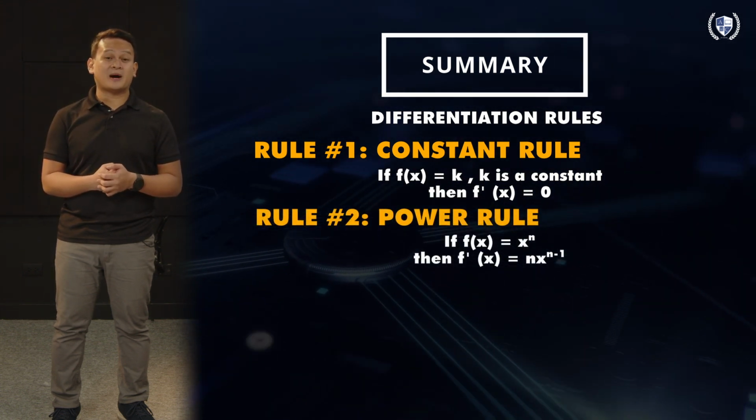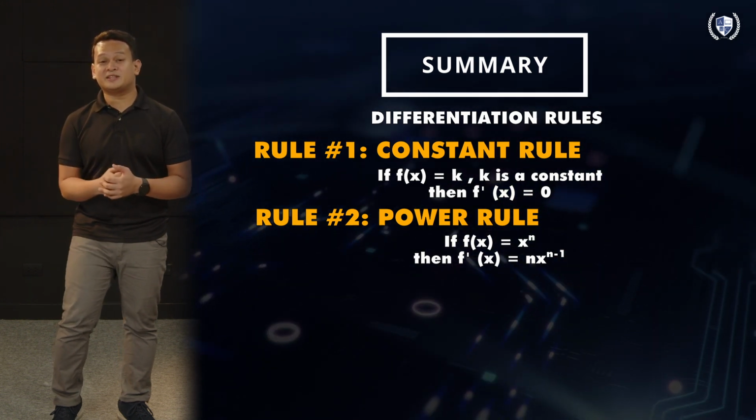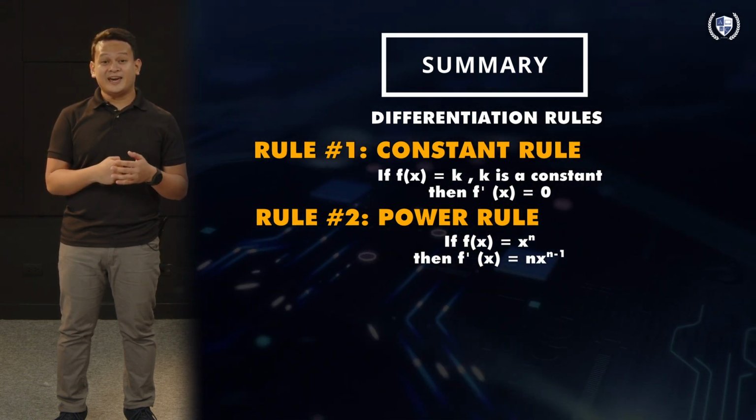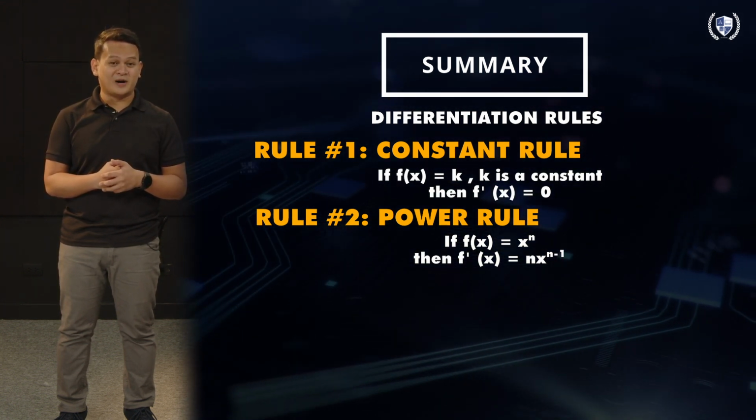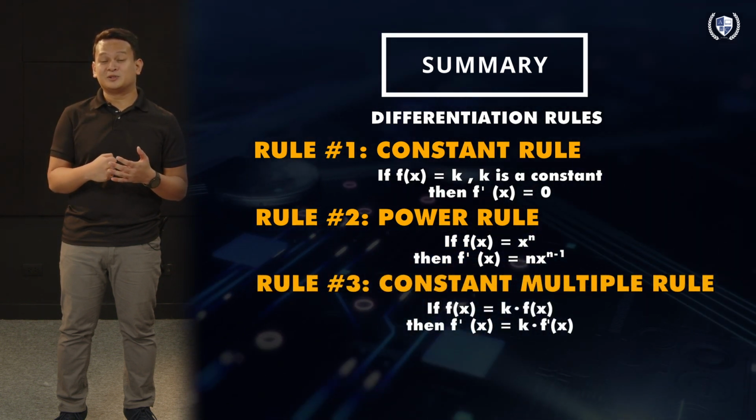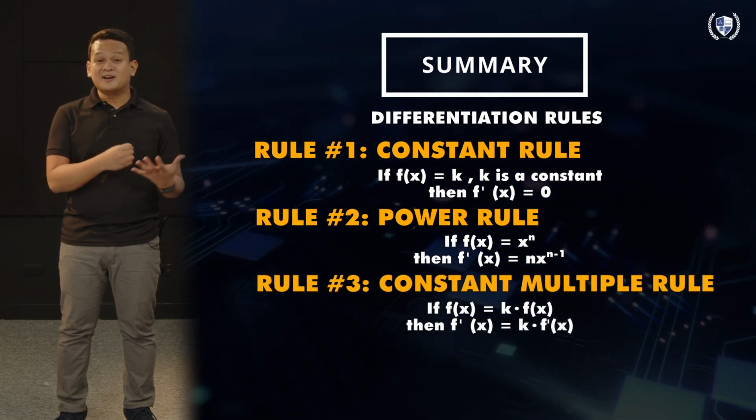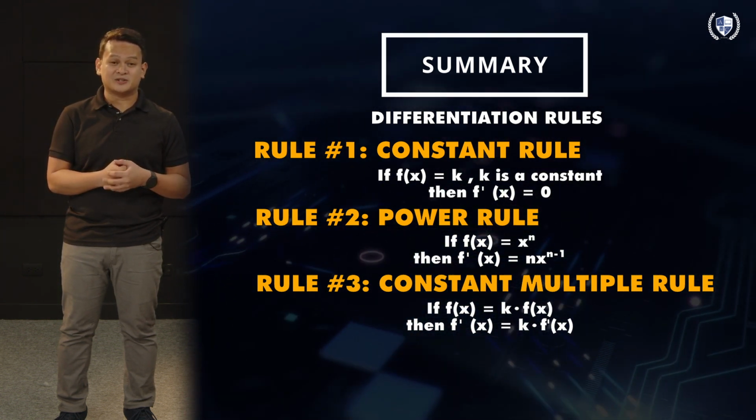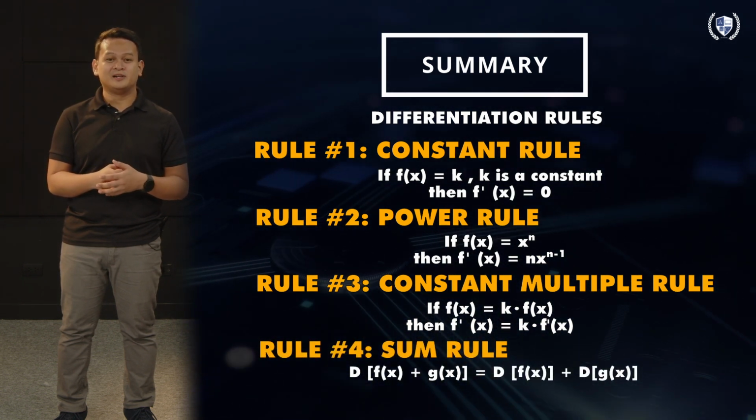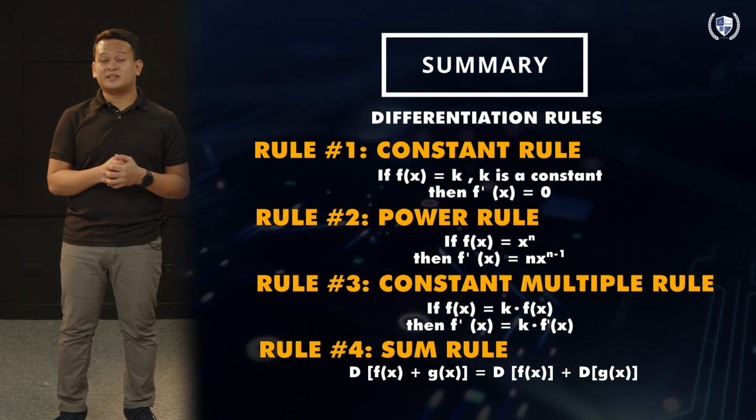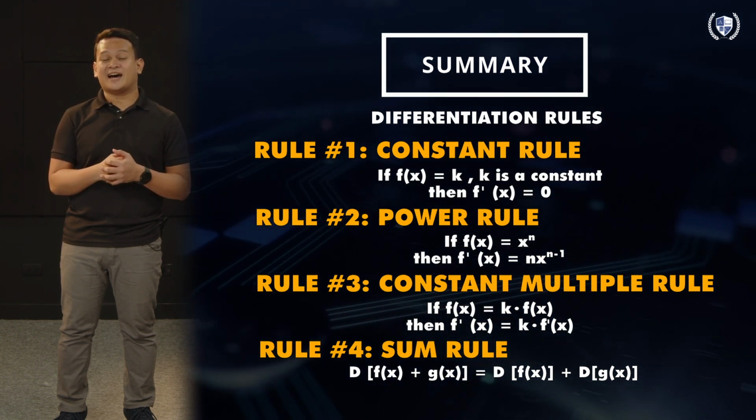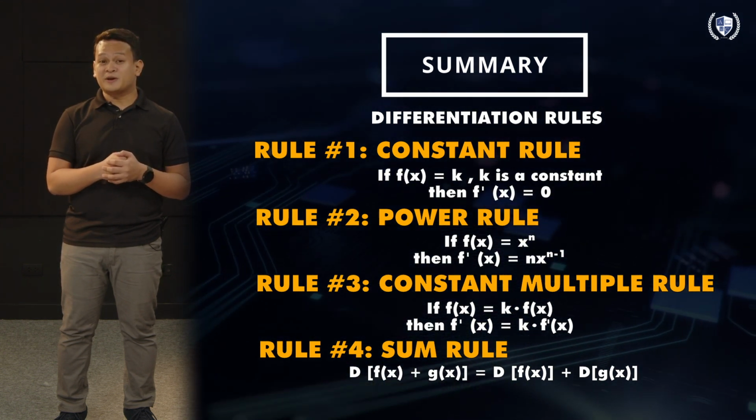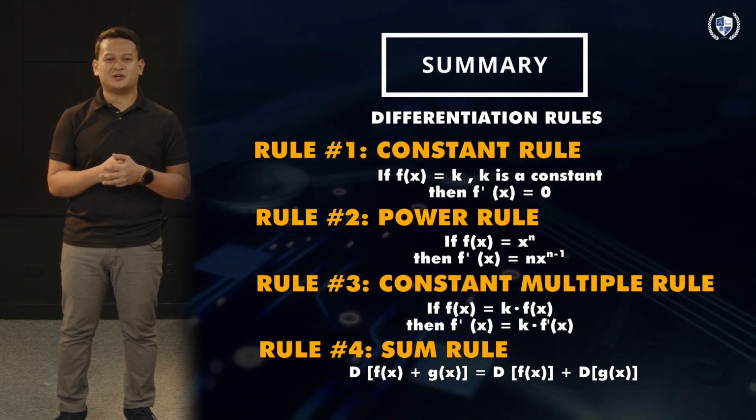The second one is our power rule, wherein if we're getting the derivative of something na nasa form na x raised to n, that would just be equal to n times x raised to n minus 1. The third rule is our constant multiple rule na kung saan parang fina-factor out lang natin yung constant coefficient ng ating dinidifferentiate na function. And the last one, the sum rule, wherein if we're trying to get the derivative of two functions na ina-add natin, let's say f of x plus g of x, that would just be equal to the derivative of f of x plus the derivative of g of x.